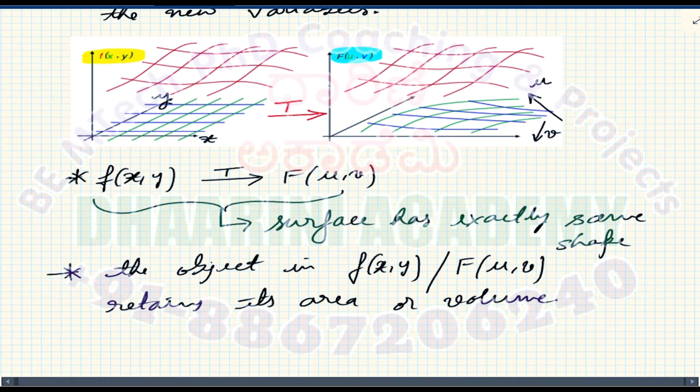So the ultimate idea here is that whether you use the first coordinate system using x comma y or the second coordinate system using u comma v, you should be able to calculate the volume or the area irrespective of which particular coordinate system you are using. So I am supposed to get the same answer irrespective of my coordinate system. If the first method gives me an area of 10, the second method also should be able to give me the same value of 10.